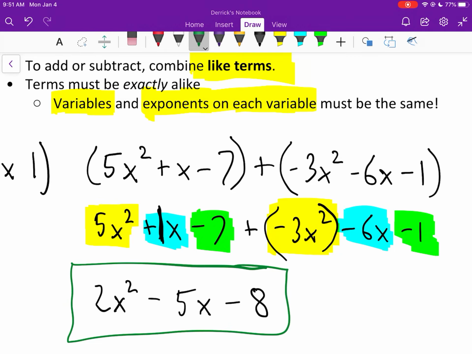That's all you have to do to add and subtract polynomials. You're just looking for like terms, looking to combine like terms. Okay? Let's try another example.